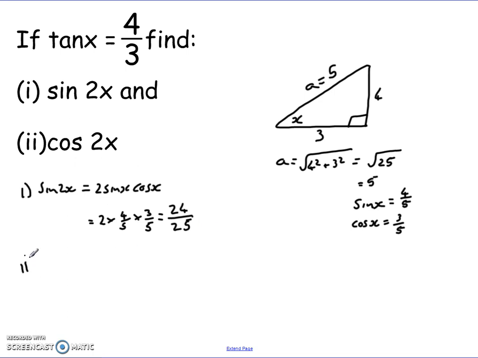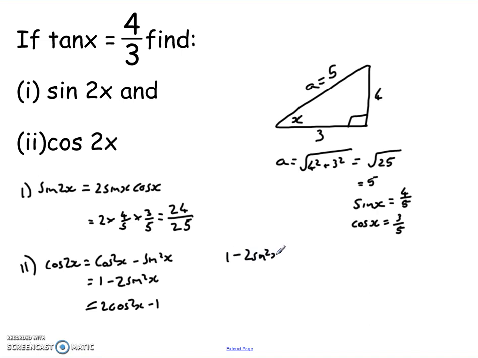Now, if we were to do the same for cos 2x, the issue is we've got 3 possible expansions for it. So we've got cos squared x minus sine squared x. We've got the 1 minus 2 sine squared x. And we've also got the 2 cos squared x minus 1. So we've got 3 different versions here. However, it doesn't matter which one we use, we should get the exact same answer regardless. So I'm going to take the 1 minus 2 sine squared. Let's imagine we do that way. So 1 minus 2 sine squared x.